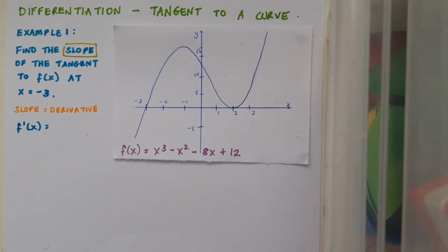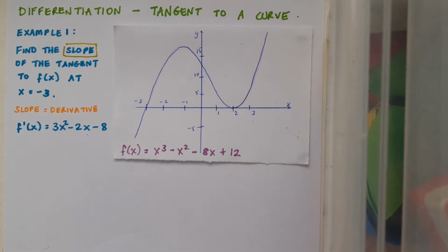And I'll find this just by using differentiation by rule. So take a moment here to pause the video and do your differentiation. What is f dash x? So f dash x is 3x squared minus 2x minus 8. Now, this doesn't give me the exact value for the slope, but it allows me to find the slope anywhere along the curve. And in this question, they specifically want me to find the slope at x equals minus 3.